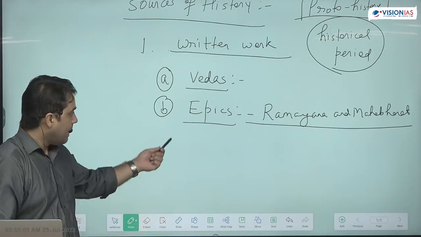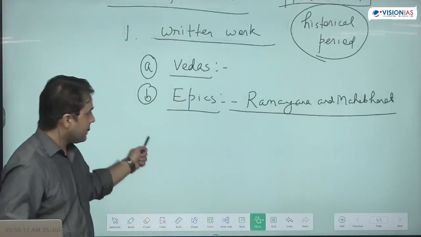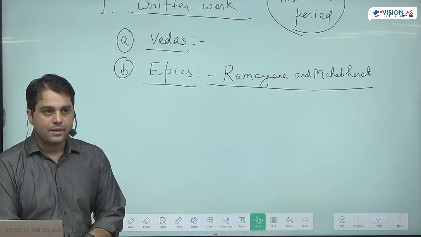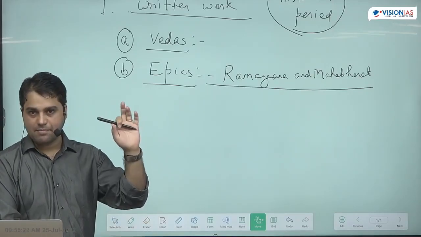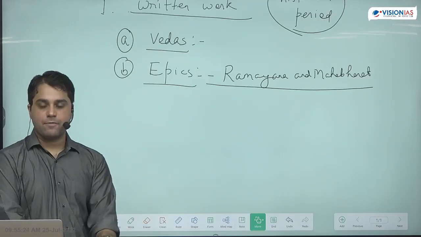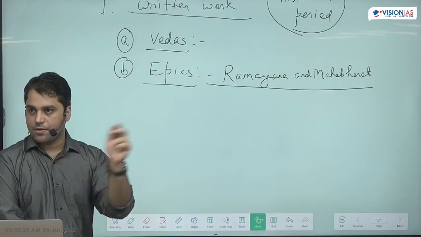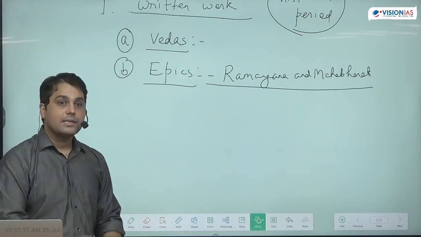So epics, and again Ramayana and Mahabharata. The earliest Ramayana was compiled by Valmiki. Exact dating will be very difficult. Maybe it was compiled in, let's say, the 6th century BC for the first time, even though it may have been part of famous prose literature for many years. But as a written work, it may have been compiled around the 6th, 5th century BC. This is also very important.